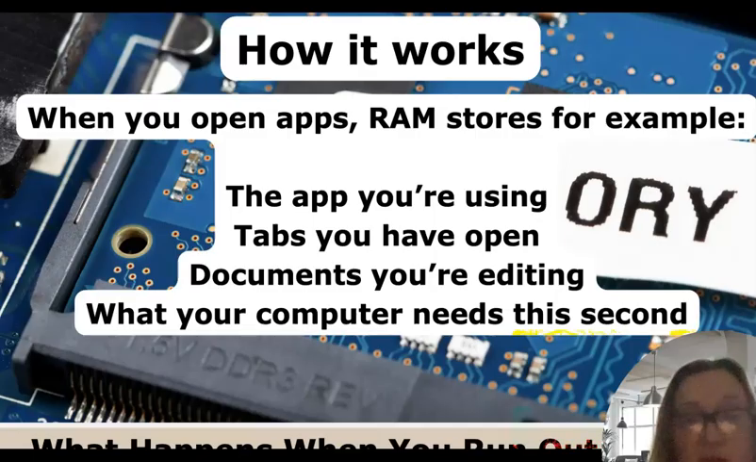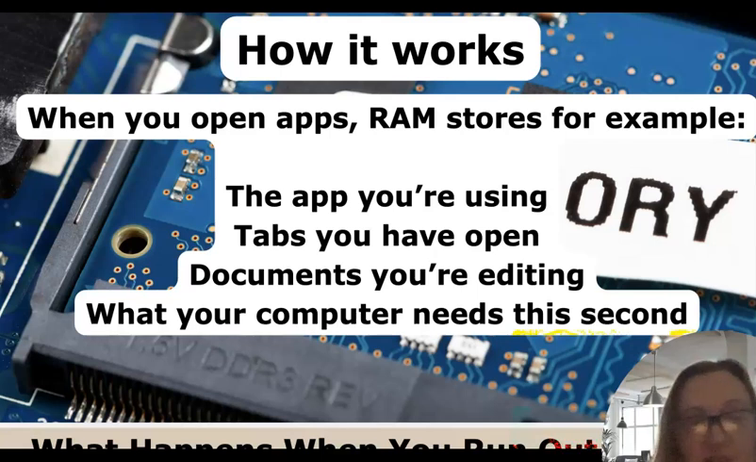So your RAM works by storing the app that you're using, tabs that you have open, documents you're editing, everything that your computer needs this second is stored in your RAM. And that's why if you switch your computer off and on again, it will clear out the RAM. So RAM will not store anything if you turn your computer off. So that's why sometimes if you have errors or problems with your computer, people say switch it off and on again. And the reason for that is you're clearing out the RAM.